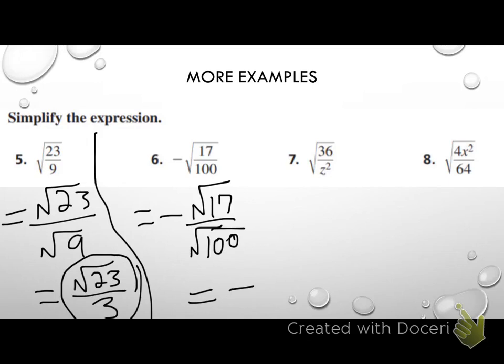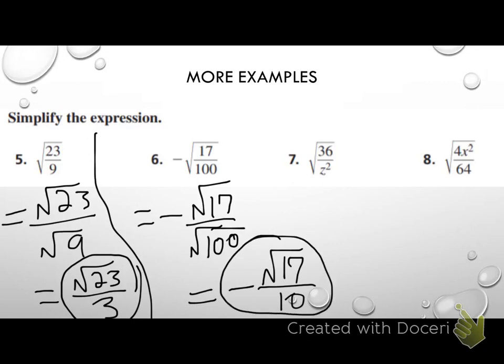Now you're asking yourself, what's the biggest perfect square that goes into 17? There are no perfect squares that go into 17, so that is in simplest form. The square root of 100 is 10. So my final answer is the negative square root of 17 over 10. Just like that.